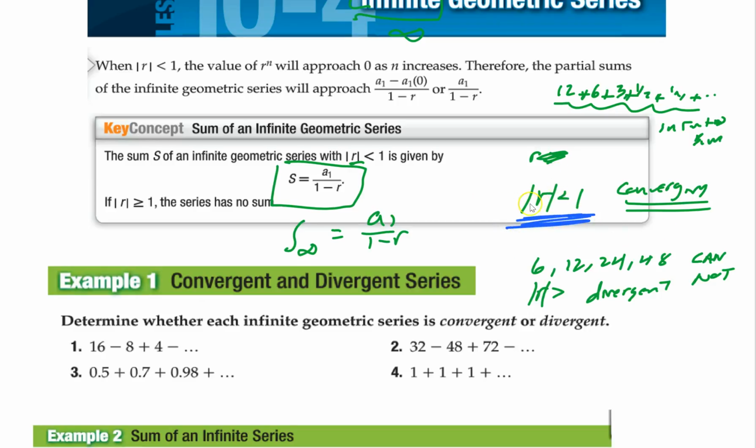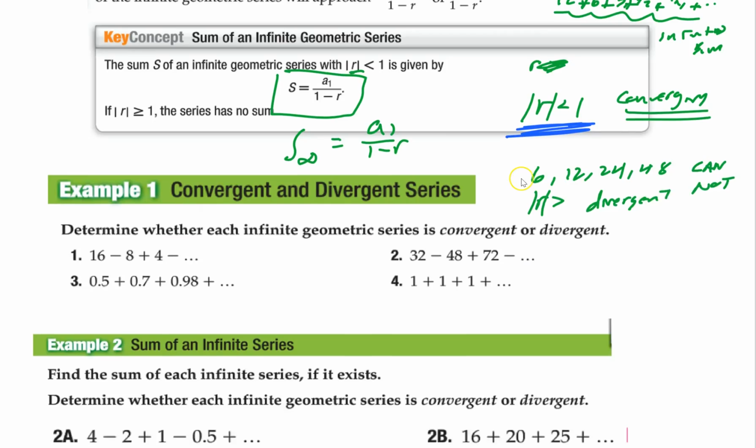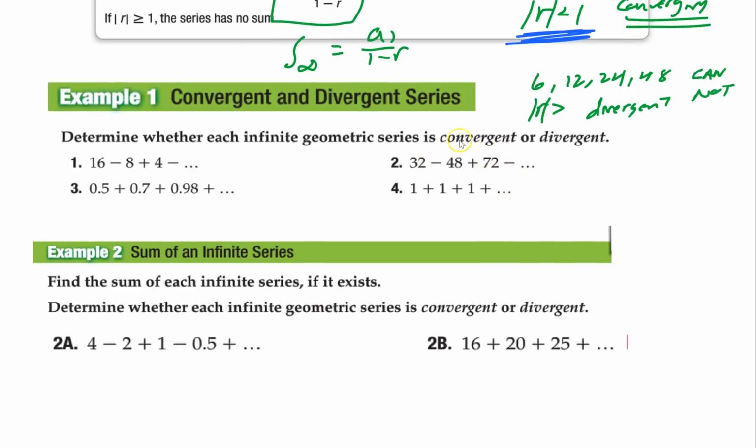Even though there's absolute value there, I don't care if it's negative or positive. It doesn't matter to me. I just care that it actually gets smaller in number size. So for these first two, all I want to find is, if I use the formula, is it convergent or divergent, right? Is r less than 1 or is r bigger than 1?